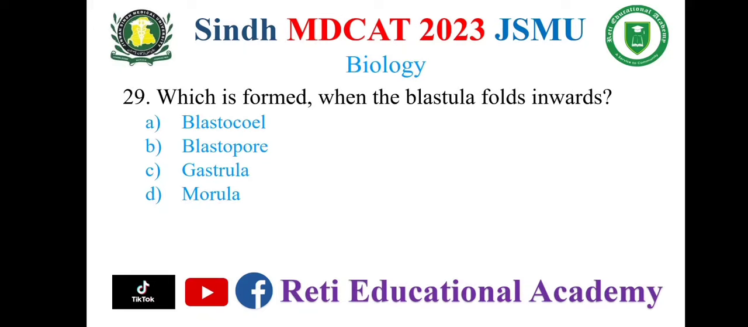Question number 29. Which is formed when the blastula folds inwards? A. Blastocoel. B. Blastopore. C. Gastrula. D. Morula. And the correct option is C. Gastrula.